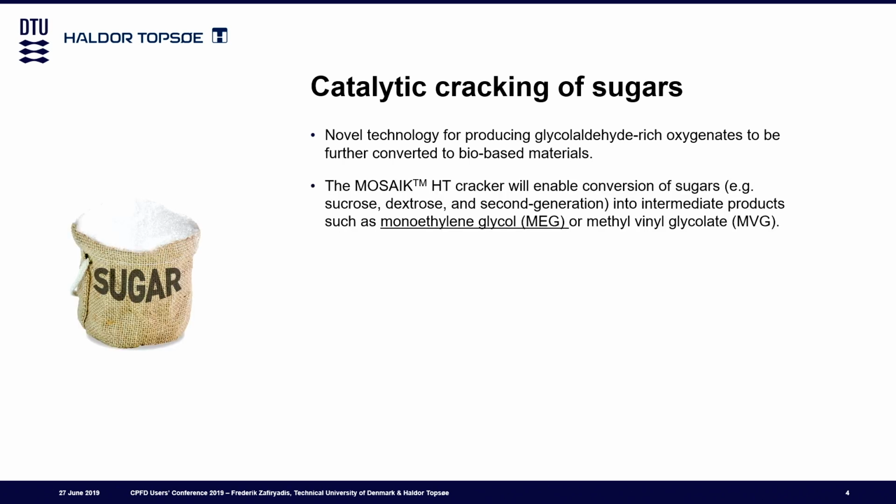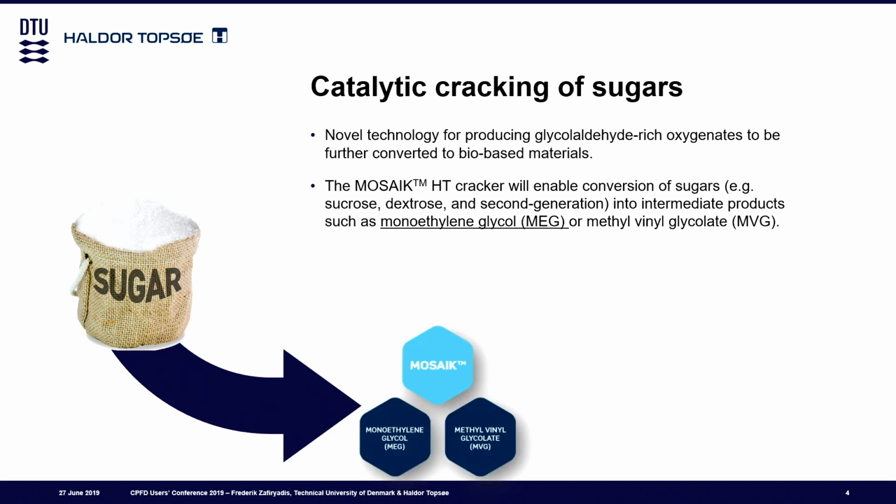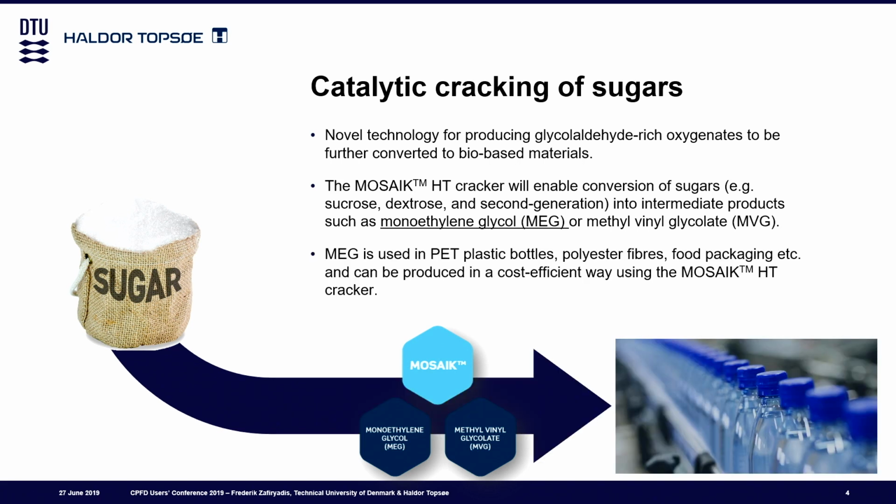What that actually means in this case is that we're using a catalytic conversion technology to take sugar, put it into a cracker, as we call it, and convert it into intermediate products that could be monoethylene glycol, MEG, or methyl vinyl glycolate, MVG. Some of you might know MEG because it's a key component in plastic products: PET plastic bottles, polyester fibers, plastic food packaging, stuff like that.